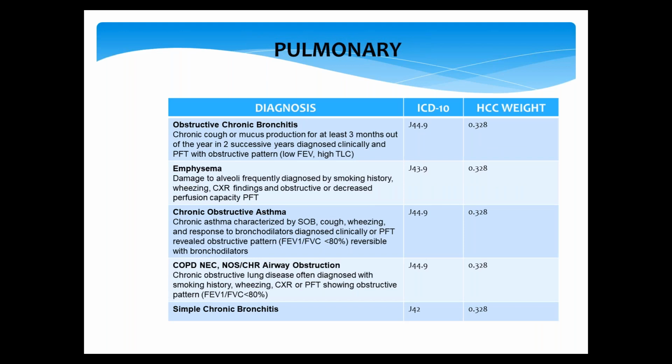In pulmonary, we have kind of the similar things with COPD, chronic obstructive asthma, chronic bronchitis, simple chronic bronchitis. All are going to adjust to the same HCC weight. So if they have these symptoms, you need at least one of these diagnoses on the chart each year.